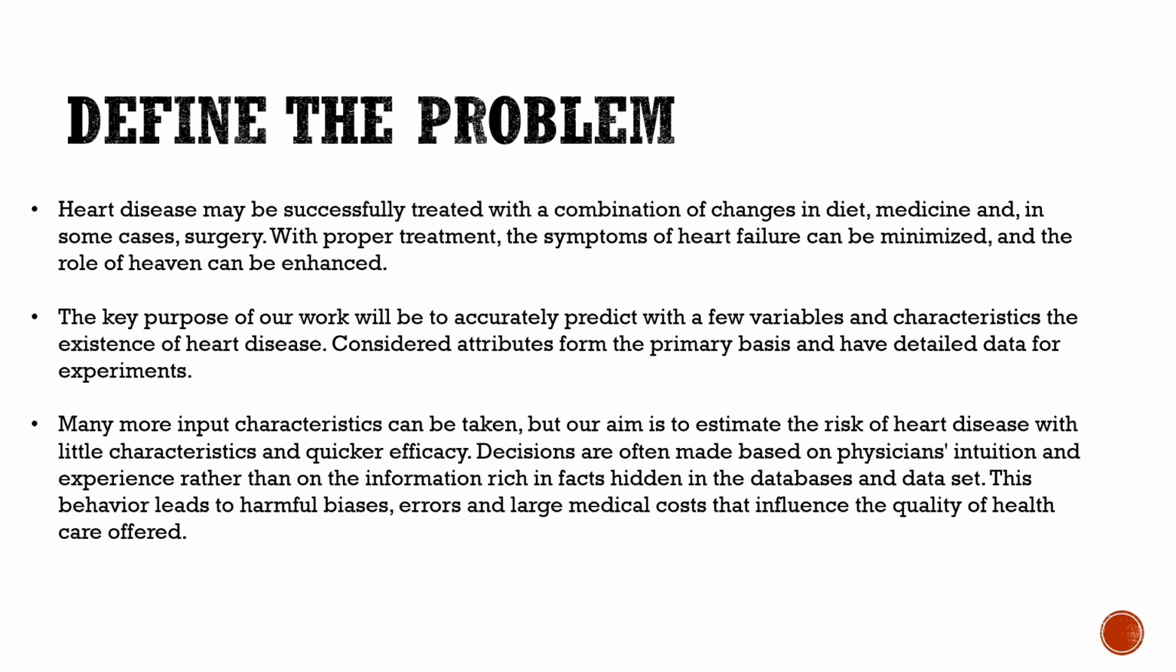Let's define the problem. Heart diseases may be successfully treated with a combination of changes in diet, medicine, and in some cases surgery. With proper treatments, the symptoms of heart failure can be minimized and the role of the heart can be enhanced. The key purpose of our work will be to accurately predict the existence of heart disease with a few variables and characteristics. Considered attributes form the primary basis and have detailed data for experiments. Many more input characteristics can be taken, but our aim is to estimate the risk of heart disease with fewer characteristics and quicker events.